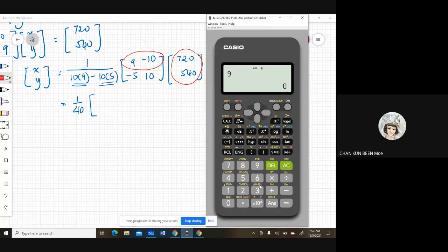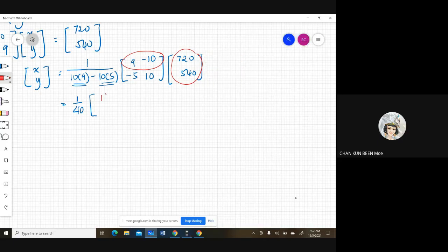9 multiplied by 720 plus, but then we have a negative 10 over here, so we just minus directly. You get the answer first, and then you minus 10 times 540, which is 5,400. So the answer that we get is 1080 for the first row here. 1080.